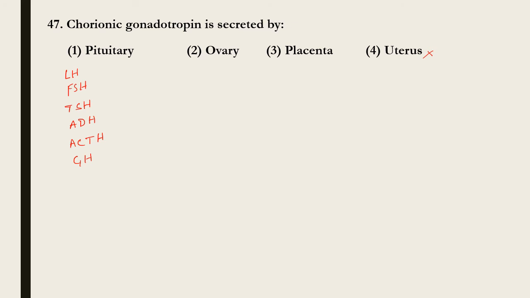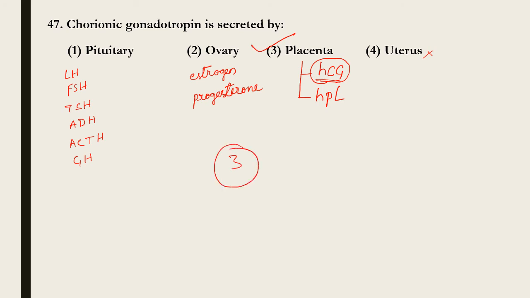The ovary produces the hormones estrogen and progesterone. The placenta produces two main hormones: one is HCG, human chorionic gonadotropin, and the second is HPL, human placental lactogen. So the question is about chorionic gonadotropin. It is produced by the placenta. So the correct option is 3.